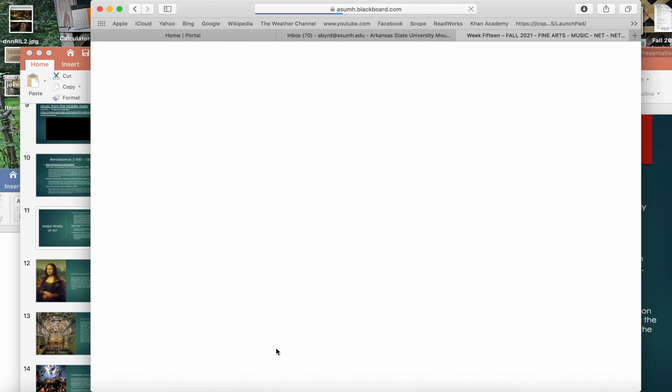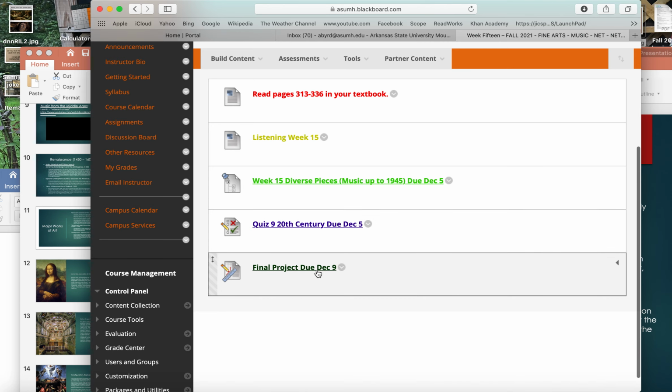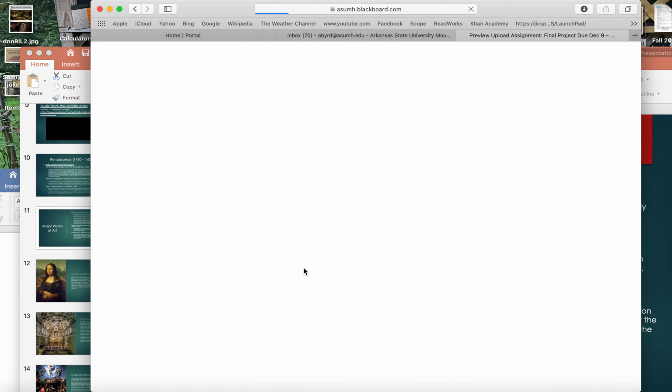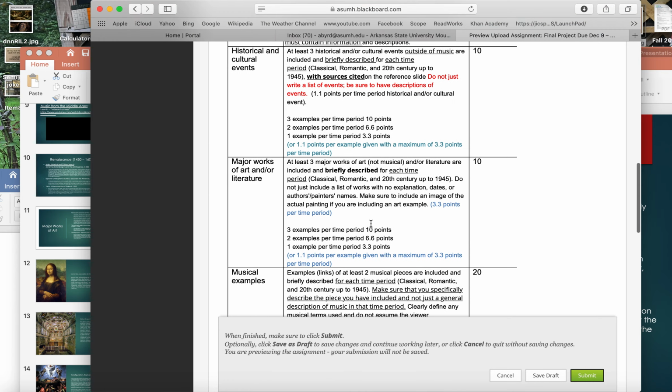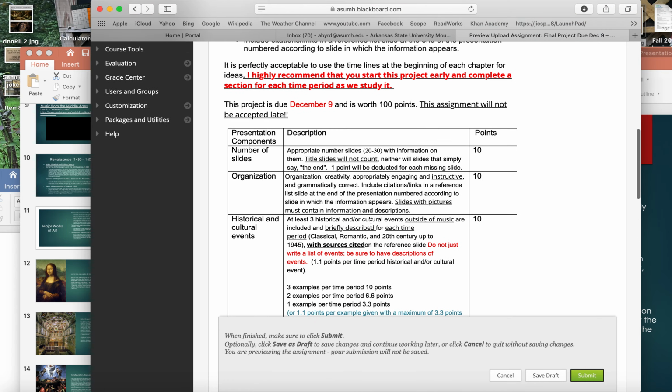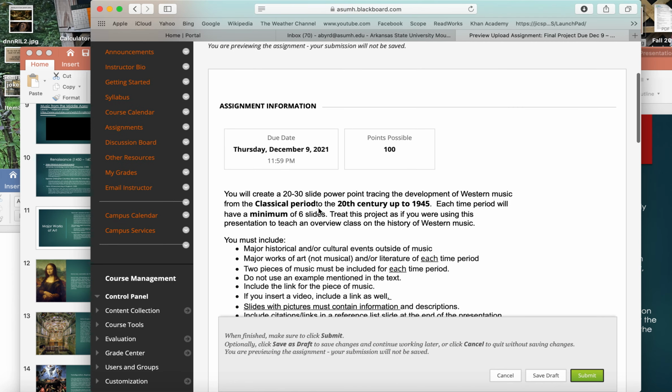This is going to be in week 15. You're going to put your final project here. And again, I have the rubric there, everything that you need to know for the final project. Basically, it is like a continuation of the midterm project.